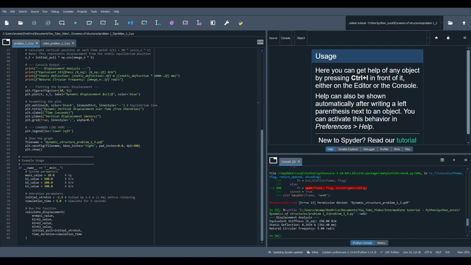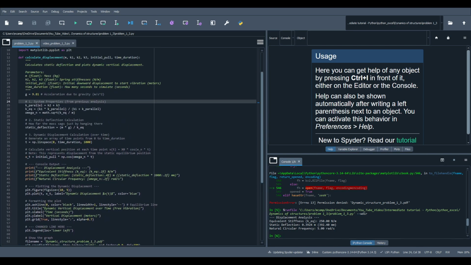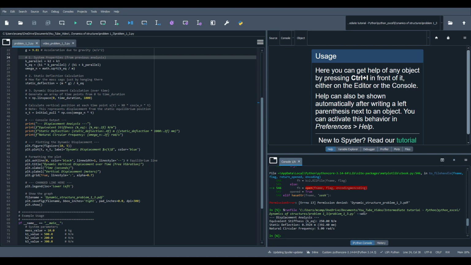In this example, we use this value for the mass in kilograms, and after, kappa 1 is 500 Newton per meter, kappa 2 is 200 Newton per meter, kappa 3 is 200 Newton per meter. The initial stretch is 1.5 meters. The simulation time is 5 seconds. And after, we call the function calculate displacement, as we saw before.